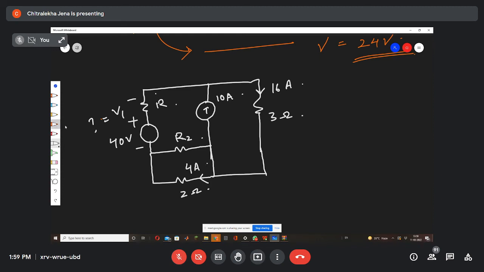Any doubt in the question? This is R1, and this is R2. Their values are not known. You have to find out what is the value of V1.